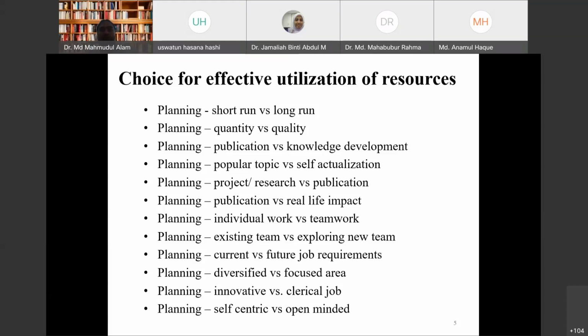And then publication versus real life impact. Some works we just repeat or just reflect others' work just to increase the number, and it has no real life impact. There are so many good articles in top journals, high impact factor journals, that are just replicas that don't make any sense or have any real life impact.